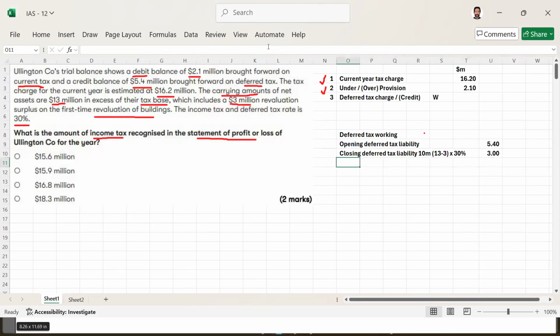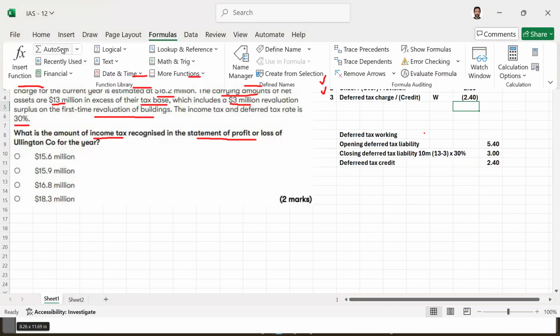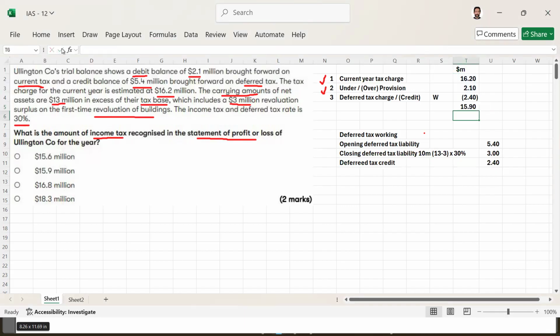Okay, so we can say the deferred tax credit will take place here, and the value is going to be the difference of these two. So that is 2.4. So the credit is deducted as I showed you initially here, 2.4. Okay. So now we can sum up these figures to calculate the charge to profit and loss. So the answer is 15.9 million.